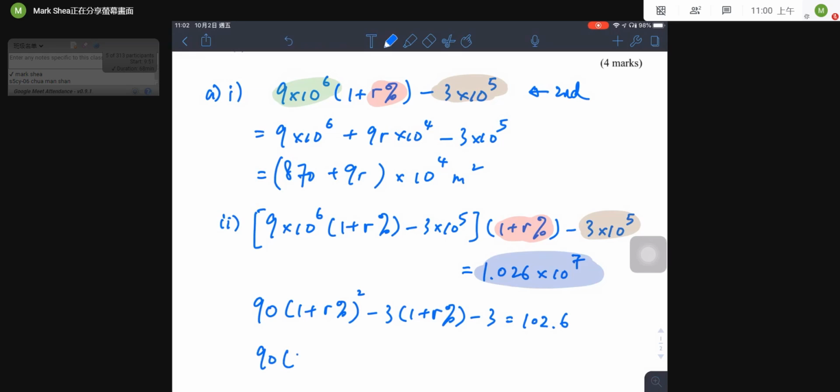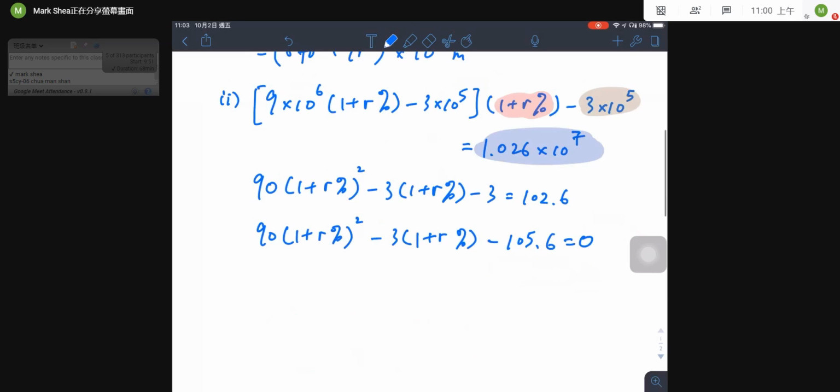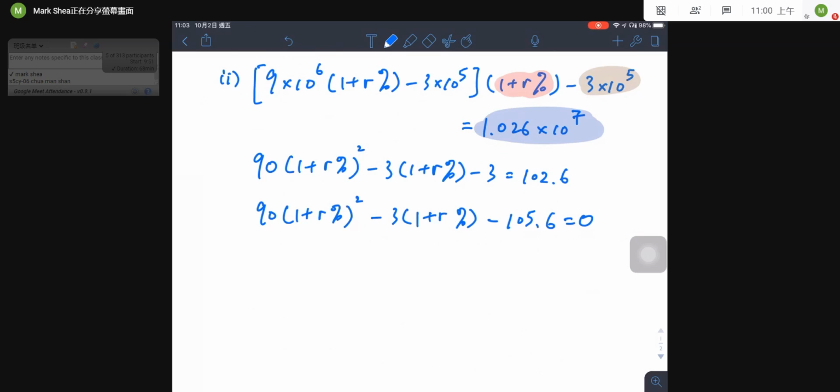So we can have a quadratic equation in 1 plus R%. Then after we solve the equation, we get the values of 1 plus R percent equal to 11 over 10 or negative 16 over 15. And clearly, we need to reject the negative 16 over 15 because 1 plus R percent must be positive. So R is 10. So this is part A.